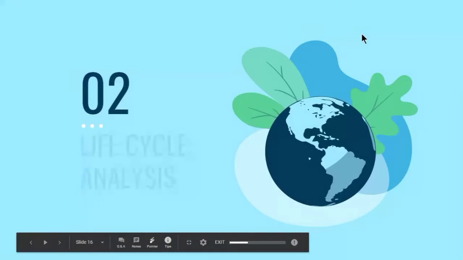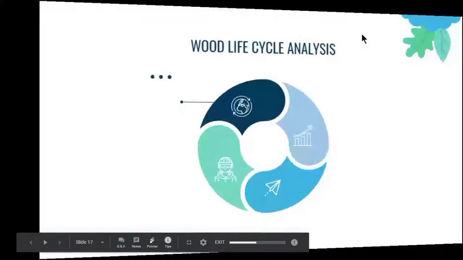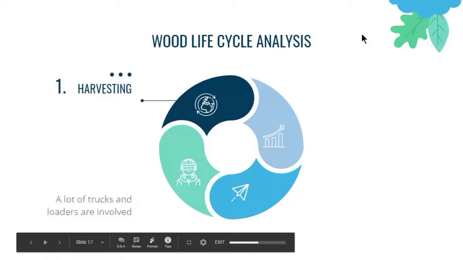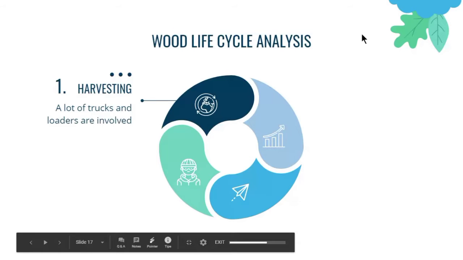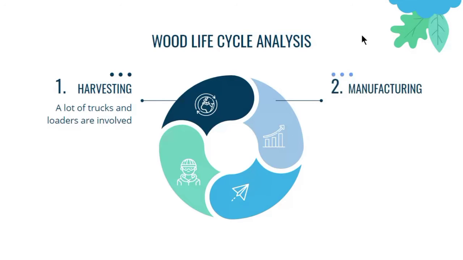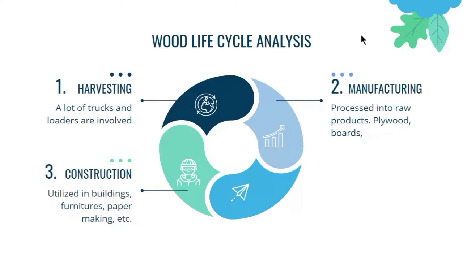Next, I'm going to share about wood life cycle analysis. First, trees are harvested from sustainable forests where a lot of trucks and loaders are involved. That includes electricity, manpower, and also high-end technologies, depending on geographical factors, weather, and many other factors. Secondly, the logs will be processed into raw products such as plywood, boards, and so on. Thirdly, these raw materials are utilized in buildings, furniture, and papermaking by wood material suppliers to consumers.